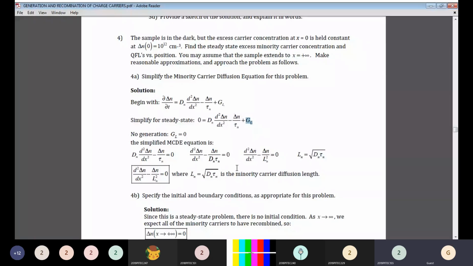Or ∂²Δn/∂x² minus Δn/(D_N tau_n) equal to 0, or L_N equal to root of D_N tau_n. So ∂²Δn/∂x² minus Δn/L_N² equal to 0, where L_N equal to root of D_N tau_n is the minority carrier diffusion length.